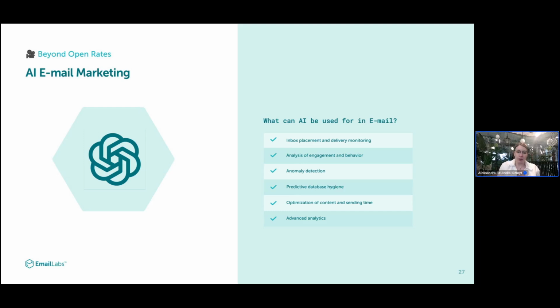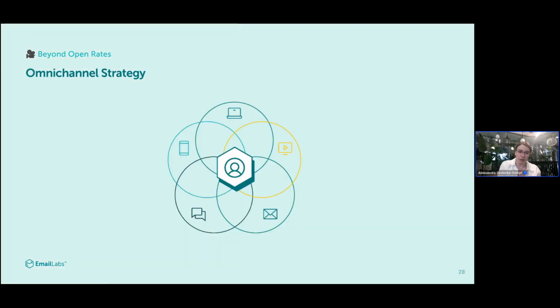And when talking about advanced analytics, we mean advanced analytics of, for example, feedback loops that can be sent to you by email providers. Feedback loops are information about the recipients marking your emails as spam, for example. What else?